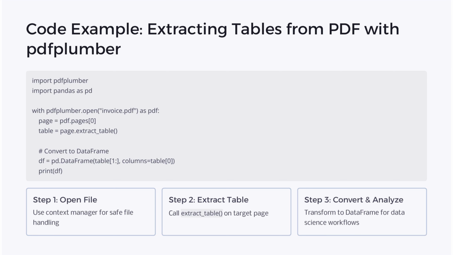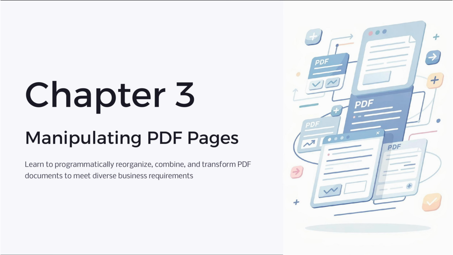Manipulating PDF pages involves reorganizing, combining, and transforming documents to meet business needs. Techniques include merging multiple PDFs for unified distribution, splitting large files into manageable sections, and performing page operations like rotation and reordering. These capabilities enable dynamic document management, aligning with specific workflow requirements.